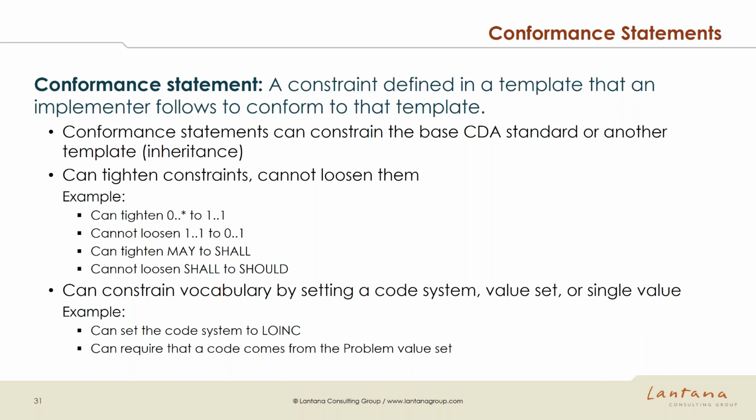One important thing to note is that conformance statements can tighten constraints. You cannot loosen them. So, for instance, if something is optional in the base CDA standard, it is legal for a constraint to make it required in an implementation guide or in another template. However, you can't go the other way. If something is required in the base CDA standard, you can't suddenly make it optional, because if you did, you would no longer actually be a compliant CDA document. So basically, you can tighten things up, you can make them more specific, you can make optional things required, but you can't make a rule that means it's no longer a CDA.